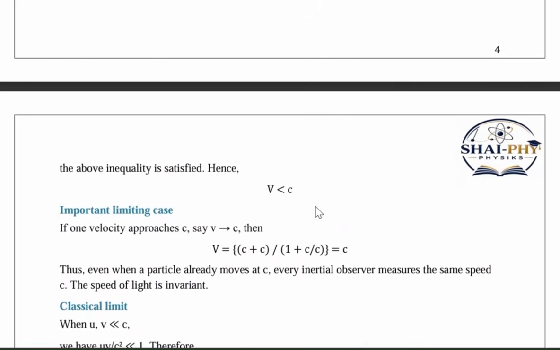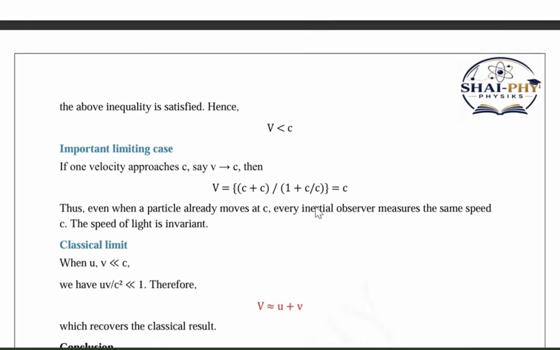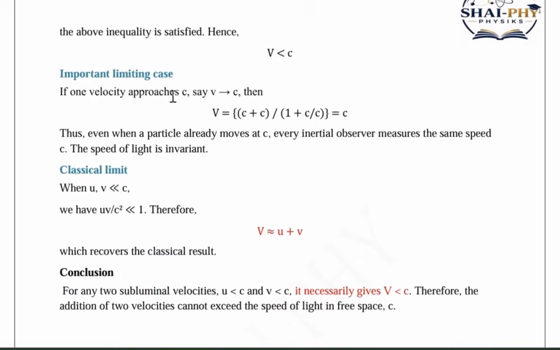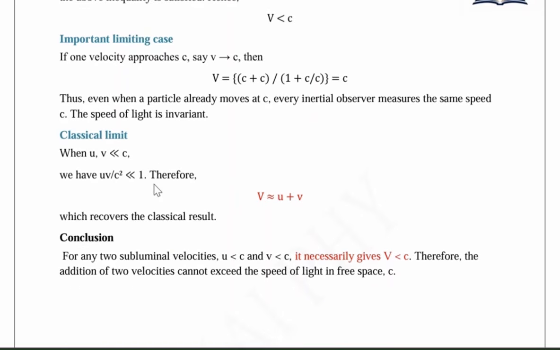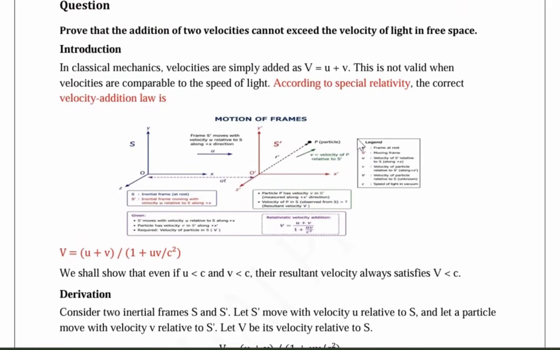So what we initially considered, that v is less than c, is satisfied. We can say that the addition of two velocities will always be less than the speed of light. In the limiting case, if v tends to c, it can be equal to c, but cannot be more than c. In the classical case, where v is very much less than c, we get the same classical condition, v is equal to u plus v.